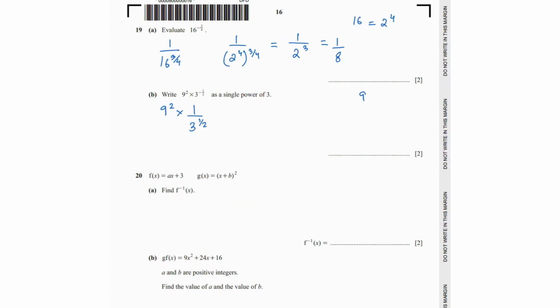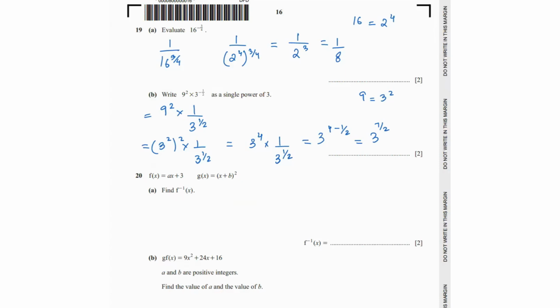Now 9 is 3 square. So it's 3 square whole power 2 now. Power outside the bracket, inside the bracket get multiplied. And whenever we have same bases being divided, we subtract the powers. So that's going to be 3 whole number, 7 over 2. That is your answer. So this is like basic rules of indices.